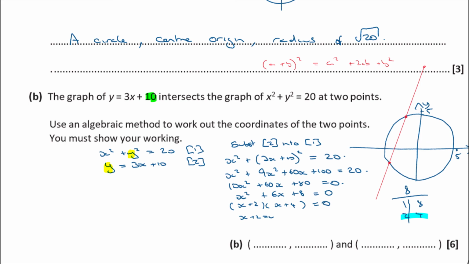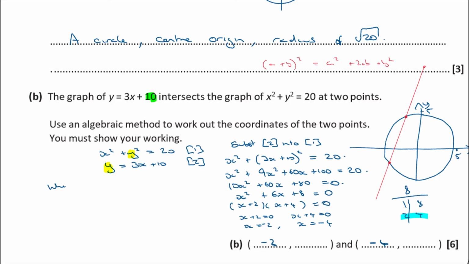X plus 2 is equal to 0 gives me x equals minus 2. And x plus 4 is equal to 0 gives me x equals minus 4. Okay, so I know my x coordinates are going to be minus 2 and minus 4. I need the y coordinates as well.